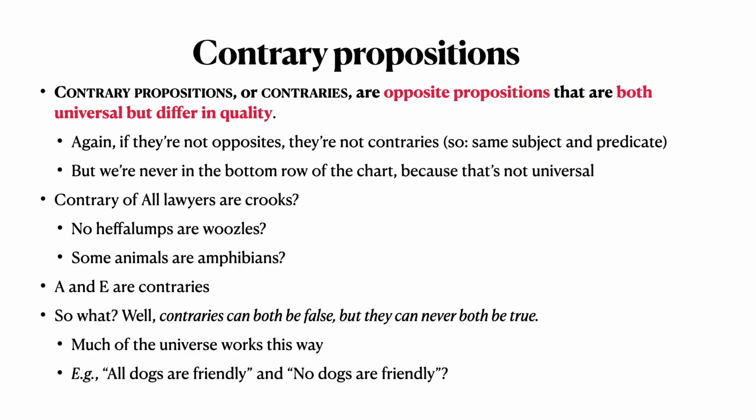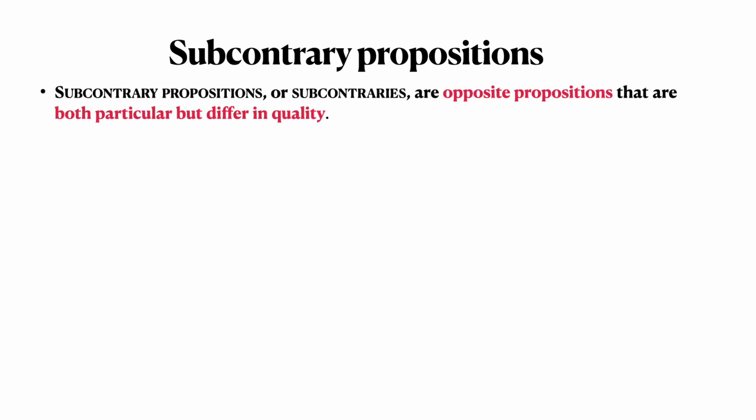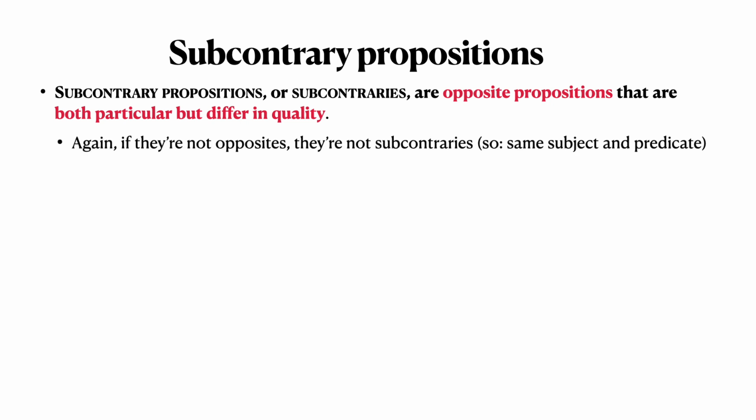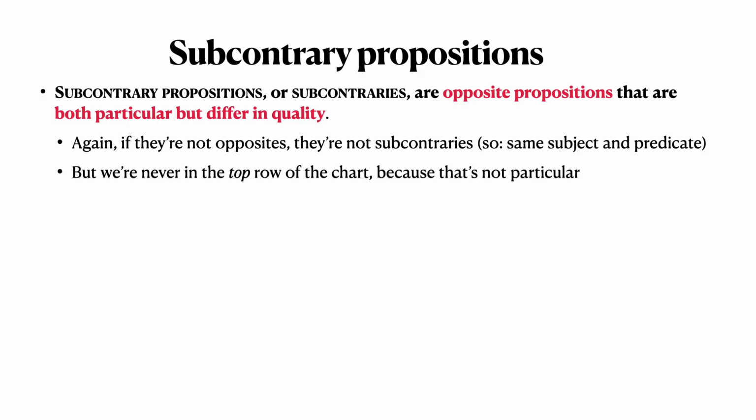All right, let's look at our third kind of opposition, the subcontrary proposition. Subcontrary propositions, or subcontraries for short, are opposite propositions that are both particular but differ in quality. Again, if they're not opposites, then they're not subcontraries. So we have to have the same subject and predicate. With all of these things, we must have the same subject and predicate. I hope I'm emphasizing that enough. But this time we're never going to be in the top row of the chart, because the top row of the chart is for universal propositions.